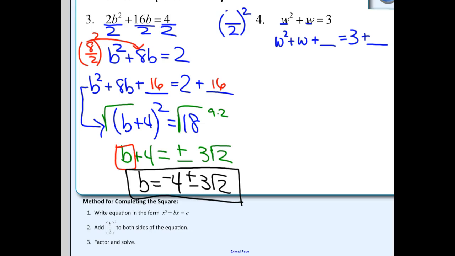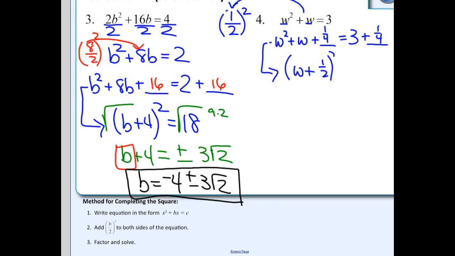What's b this time? Oh, wow. There's an understood 1. So we've actually got a fraction, okay? It's 1/2 squared, which is 1/4. What I add to one side, I add to the other. Now, how am I going to write this as a binomial squared? W plus, well, what was back in the parenthesis?